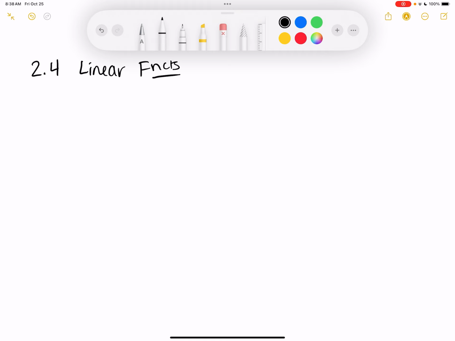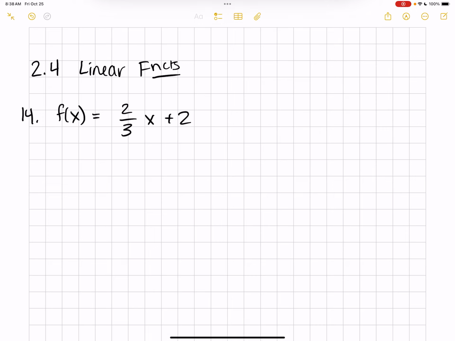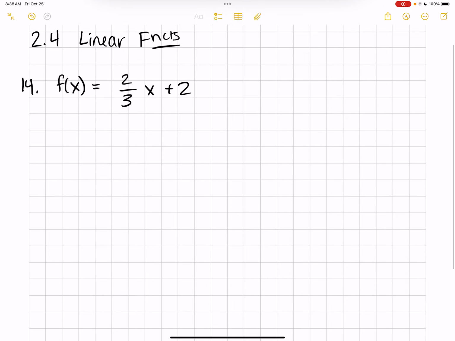So number 14 is f of x equals 2 over 3 x plus 2. If you want to use graph paper, you can. If you don't, that's also fine. I'm going to put up grid lines on mine just for the sake of these first couple of problems, and then I'm going to go back to a normal looking screen.